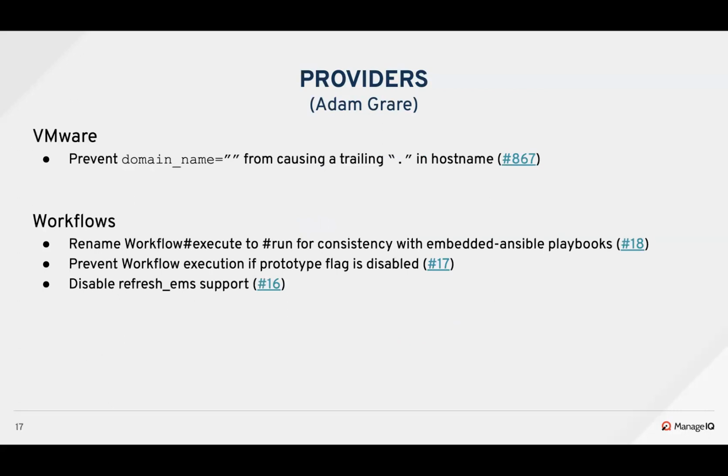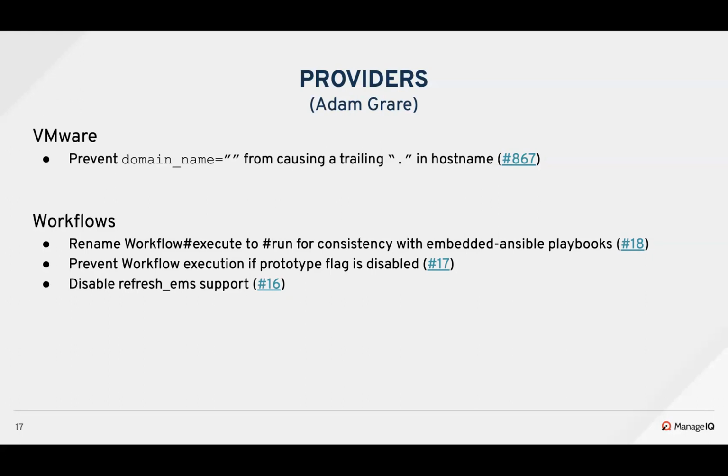For VMware, one of the community users posted a question saying that he had a trailing period in a host name, and it was obvious that the only way for that to happen is if the domain name was an empty string. So we now handle that case: if you don't have a domain set, but it's also not nil, you won't get a trailing dot in the host name.